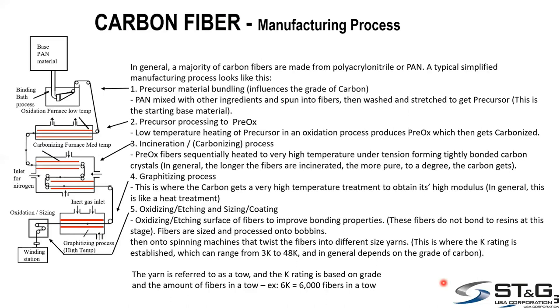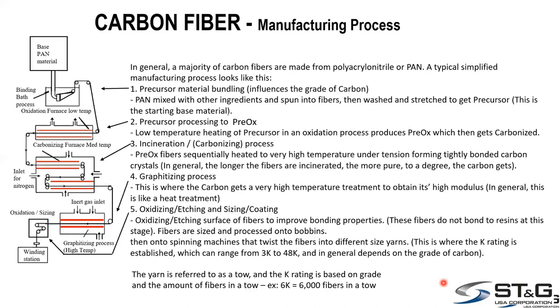So there are a lot of different terms for the material that they get after each process. The preox is then carbonized, and the carbonizing process starts to refine the product into more of a pure carbon. Some of the things that influence the grade of the carbon are not only how long you incinerate it, but also the quality of the PAN. Because if what you start off with is a high grade material, as it goes through and gets oxidized, you get a more pure, higher grade carbon.